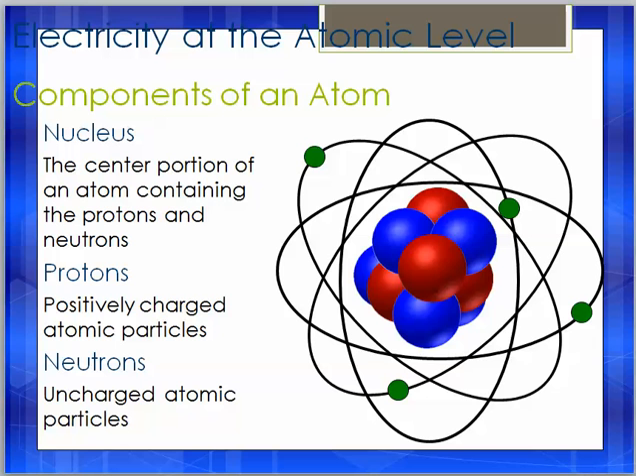Components of an atom. We have the nucleus, the protons, and the neutrons. The nucleus is the thing that's in the center. In that nucleus, we have protons, which are positively charged, and we have the neutrons, which do not have any charge at all. They're neutral, and that's why we call them neutrons.